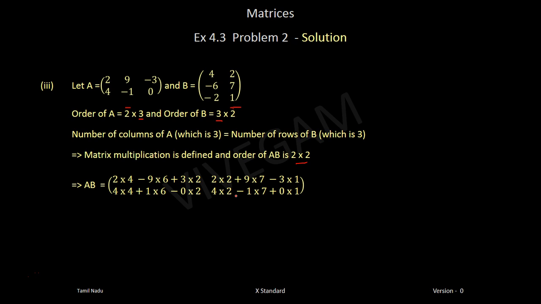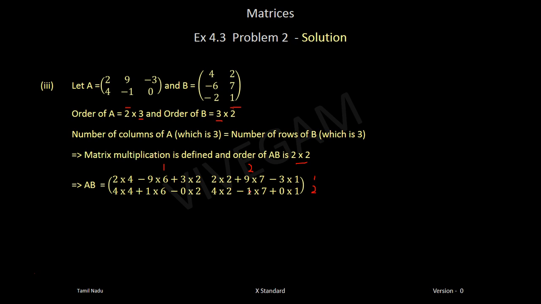Where will it come? It will come here, because this position is second row, second column. If you want, you can just put these numbers here also. So this is first row, this is second row, this is first column, and this is second column. If you're not clear, you can just put these numbers. So this is second row, second column, right?